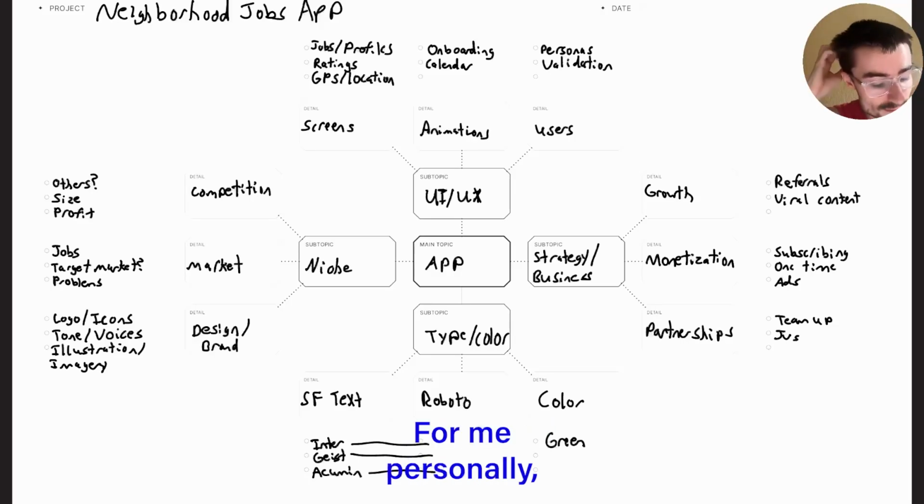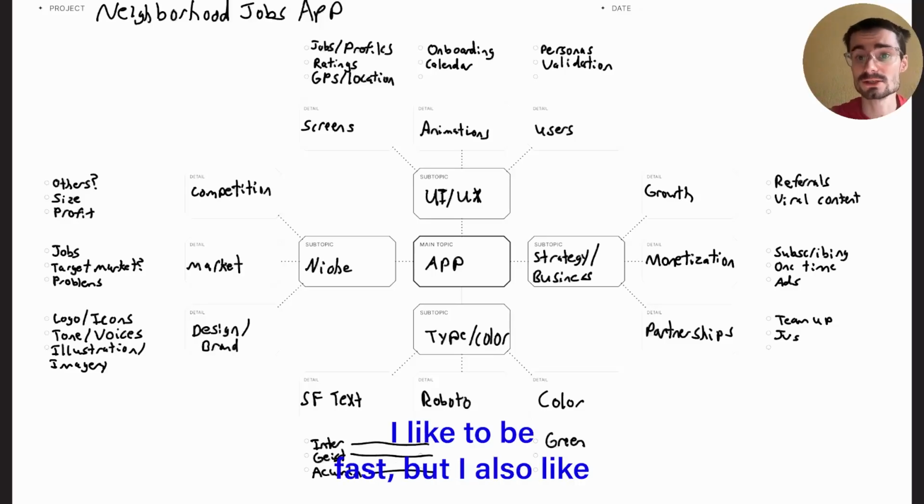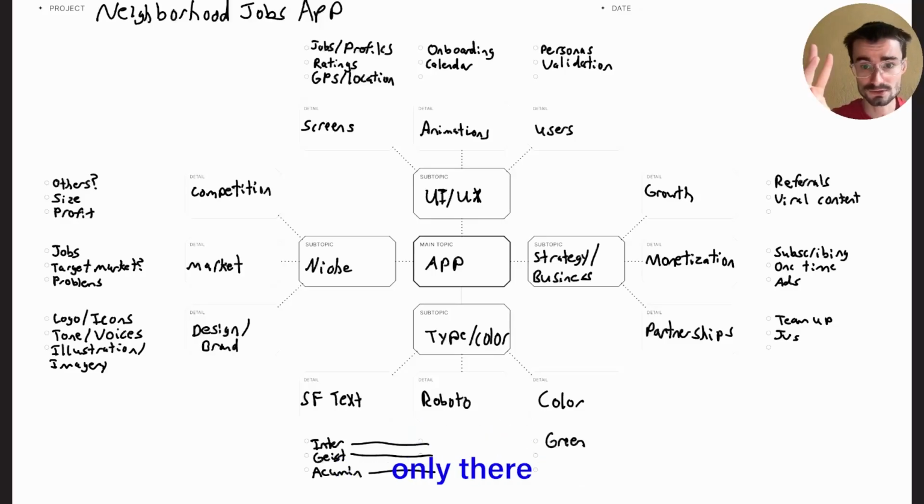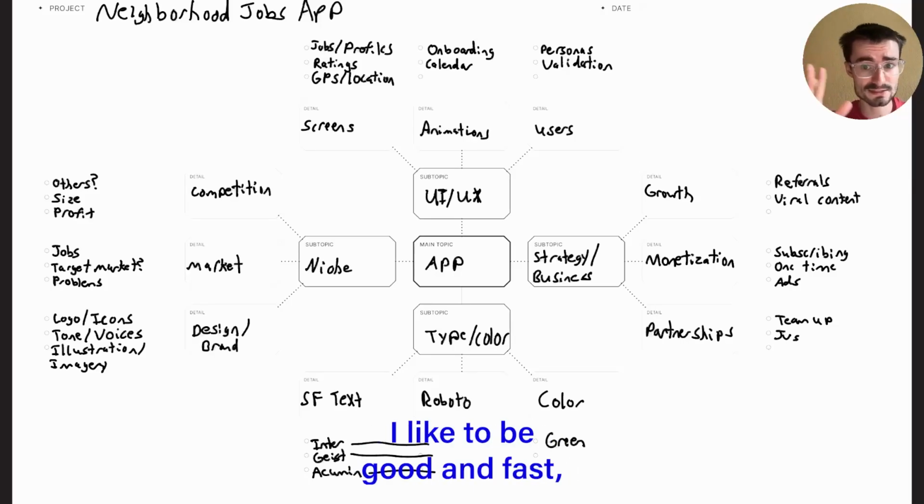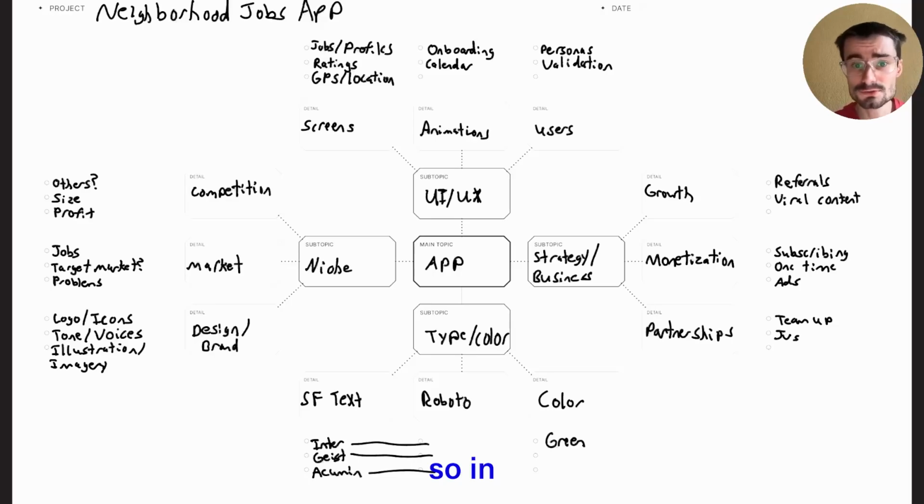For me personally, I like to be fast, but I also like to be good, because there are only 3 things that you can get: cheap, fast, good. And you can only get 2 of them at the same time. I like to be good and fast. So in order to do that, I need to do this very quickly. I need to have a rough sketch, and then from there I can go into Sketch, create the board, create the screens, and go through my reconfirm design process. So hopefully this helps you as a designer.